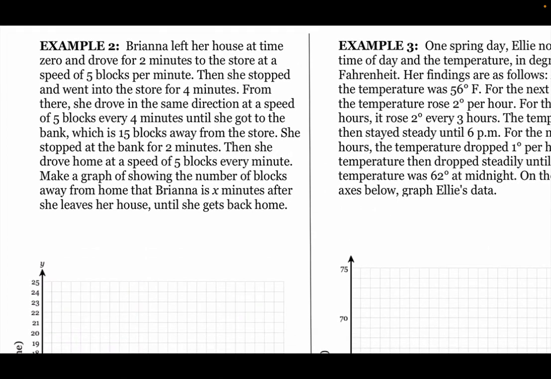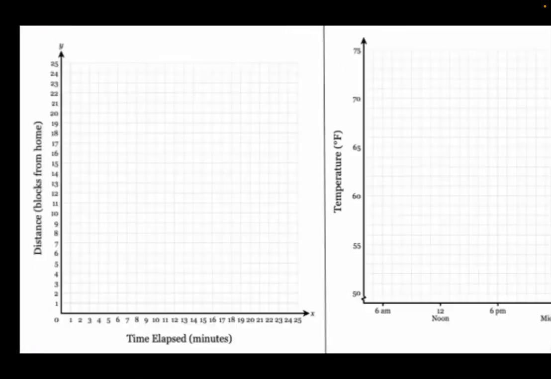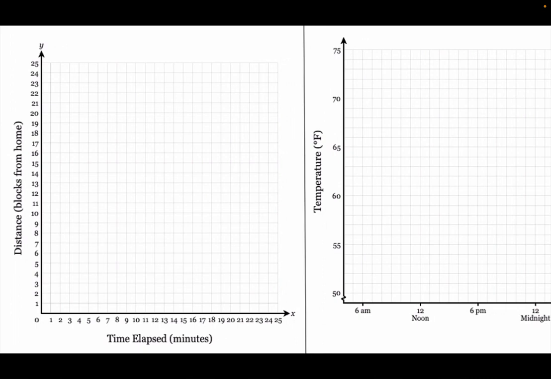Brianna left her home at time 0. Okay? So at time 0, how many blocks away is she from her house? 0. She hasn't left, right? So our first dot is going to be at 0, 0. If she hasn't left, she's at home. She's 0 away. Okay, next one.